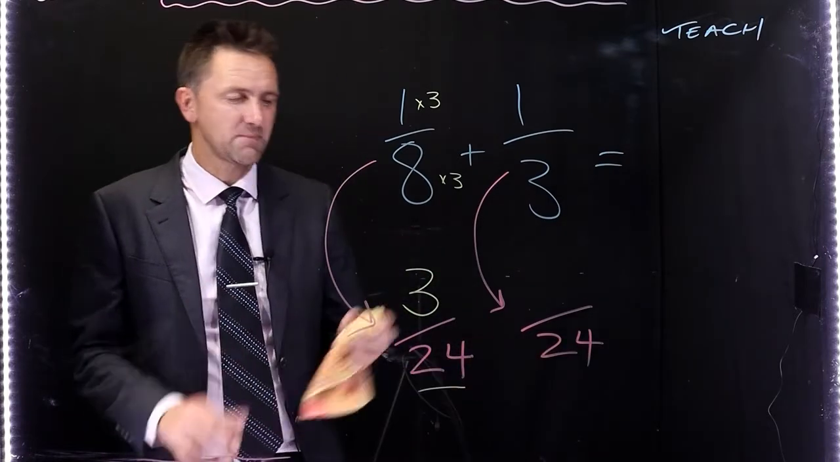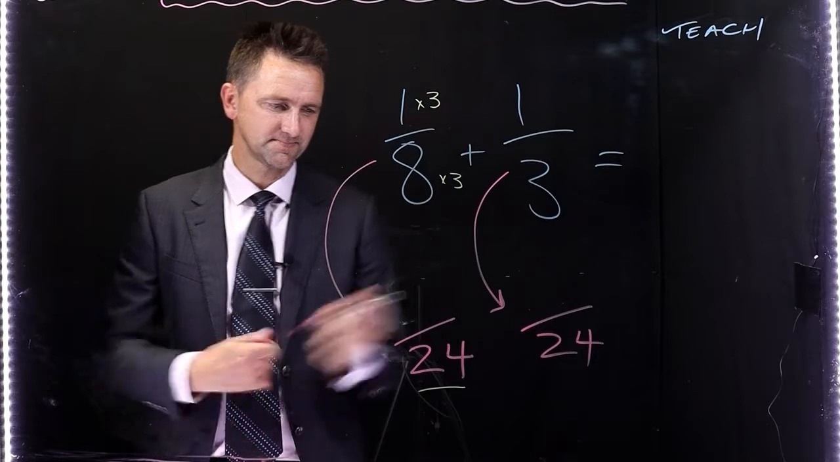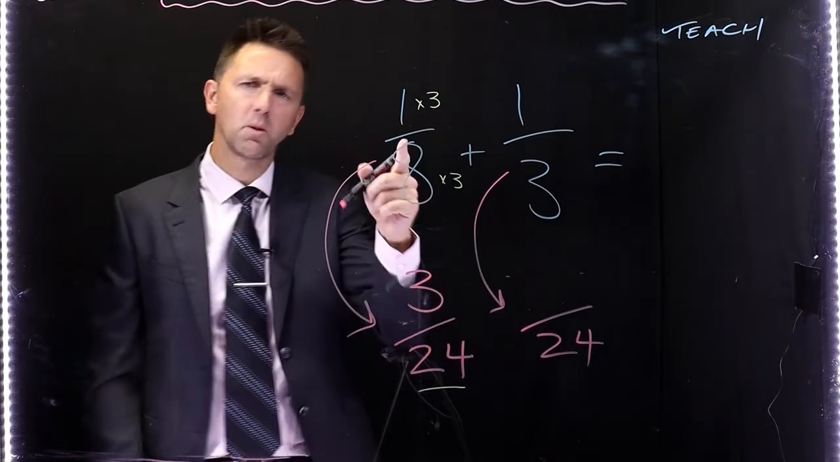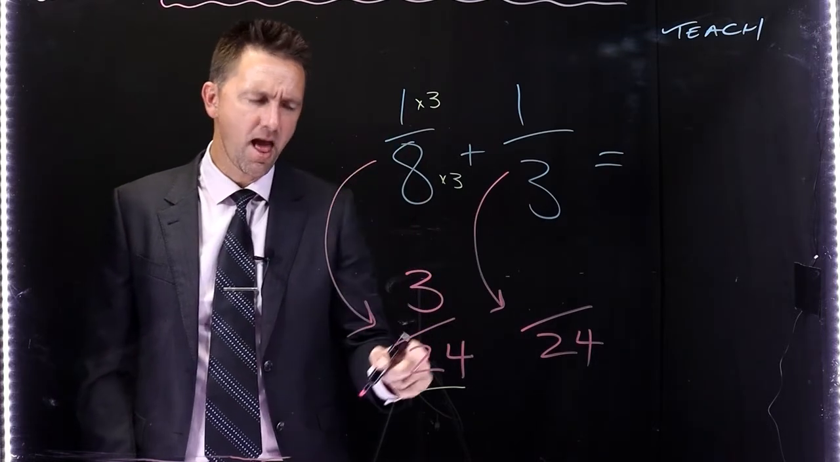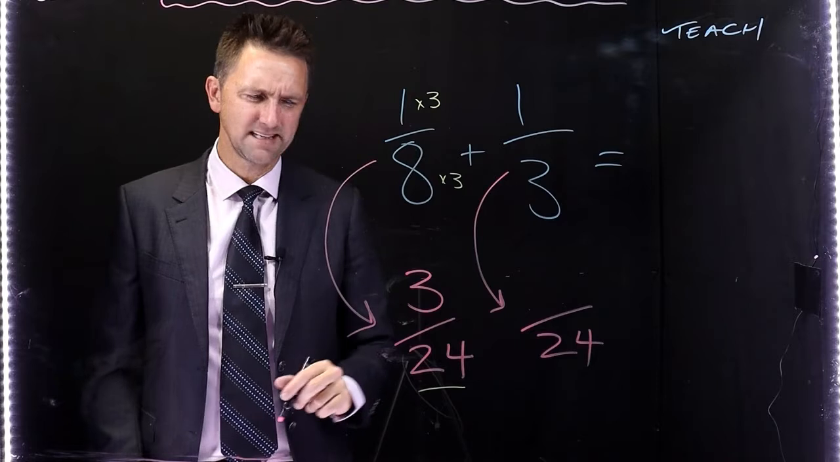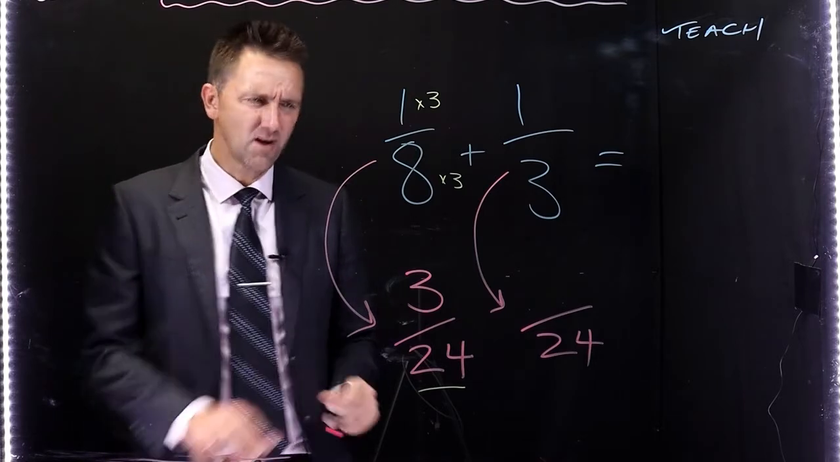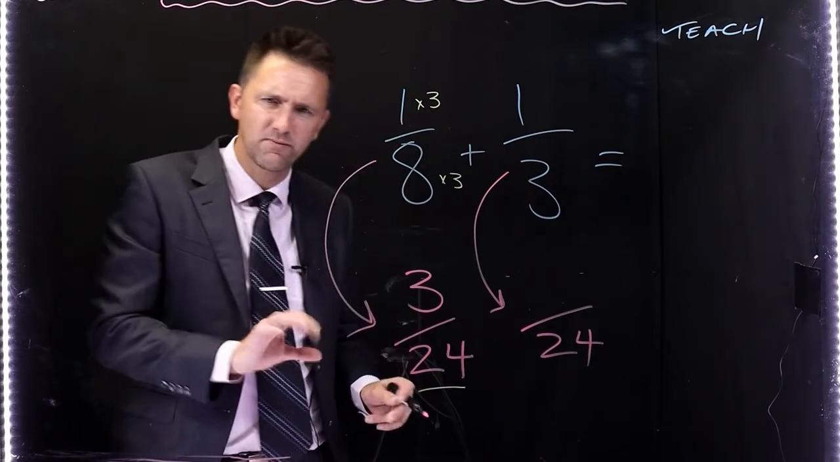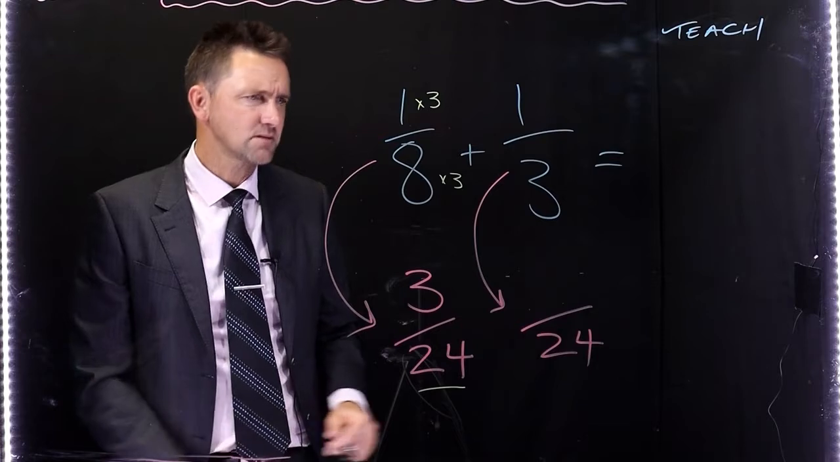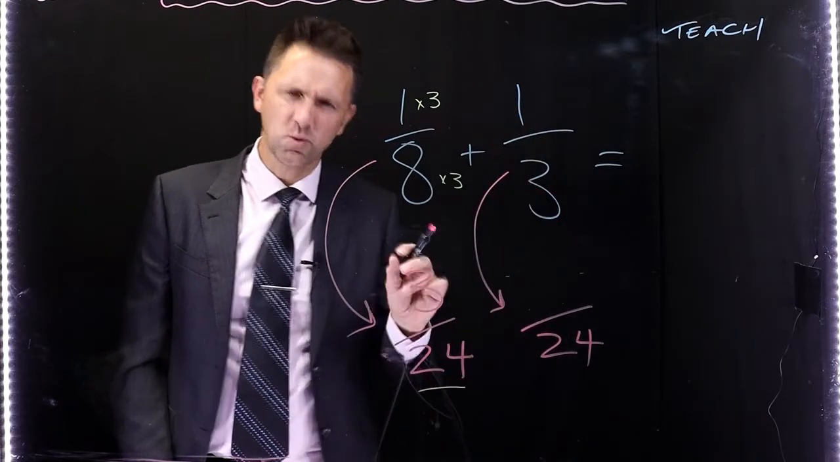And so to make it the same colour, 1/8 is exactly the same as 3/24. It's exactly the same. Right, so we've turned 1/8 into 3/24. Great. Now we've got to turn this third into 24ths as well.